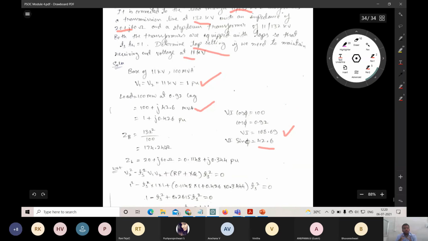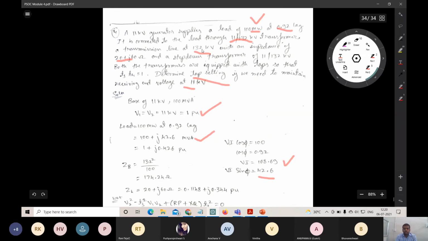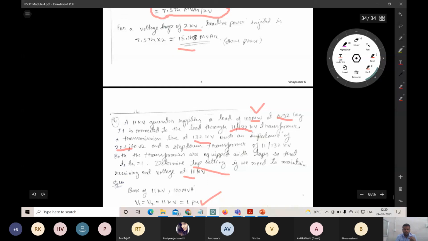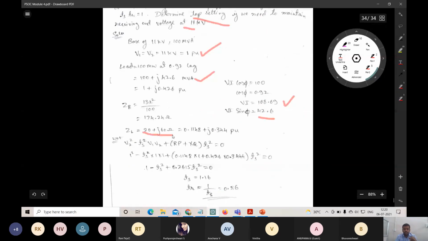The load impedance will be given by kV square divided by MVA. kV is 132, MVA is 100, so kV square divided by 100 is 174.24. The total load ZL is given as 20 + j60, and that is our load ZL. Convert that into per unit value: 20 divided by 174.24 and 60 divided by 174.24. That's how we have calculated the load impedance value.